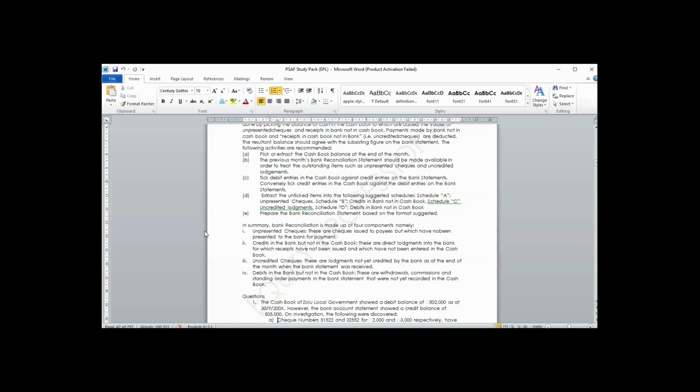Now, when we look at the errors that will not affect the trial balance, what are the errors? We have error of complete omission. Error of commission. Error of complete reversal of an entry. Error of original entry. Error of principle.